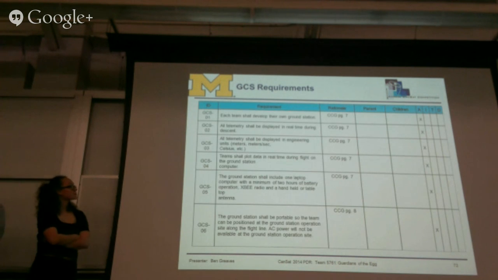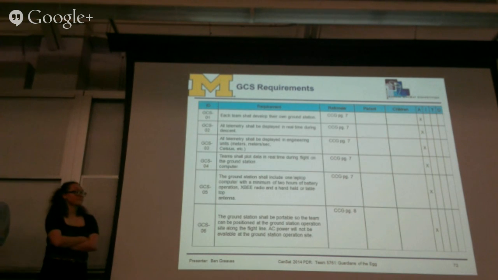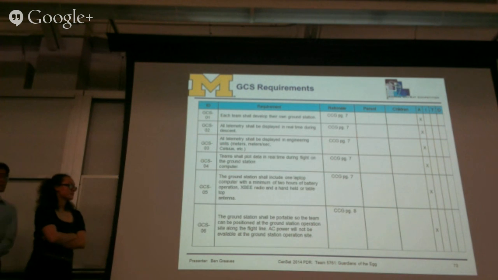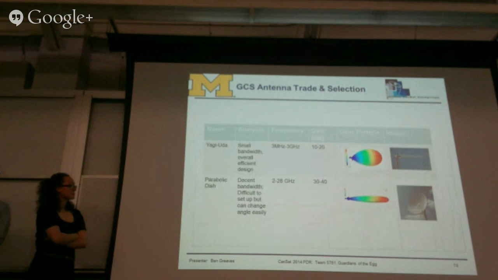A couple of requirements for the ground control station is that each team will have their own portable ground control station in which data will be sent from the CanSat science vehicle. It will be plotted in real time in scientific engineering units. We have yet to pick an antenna.